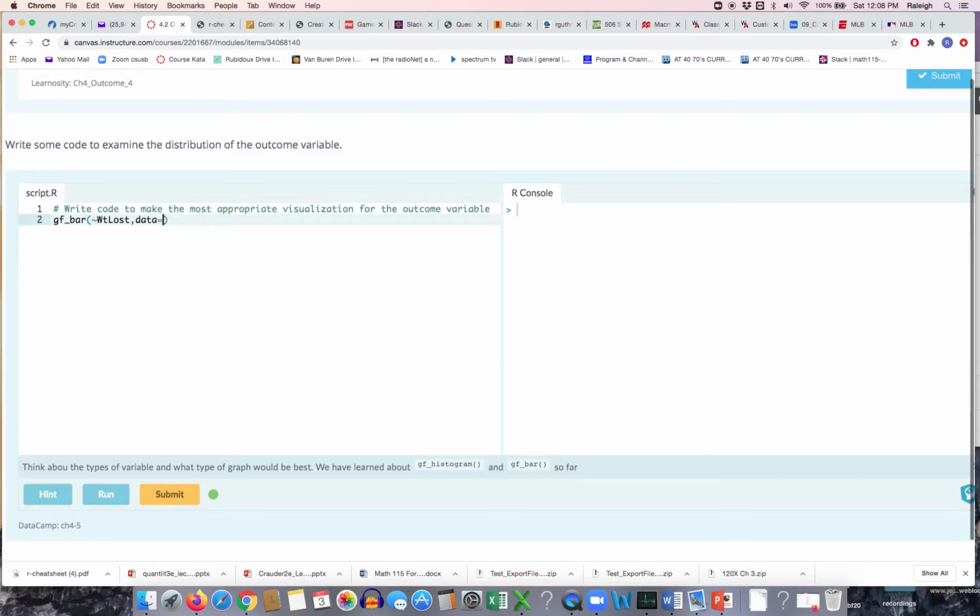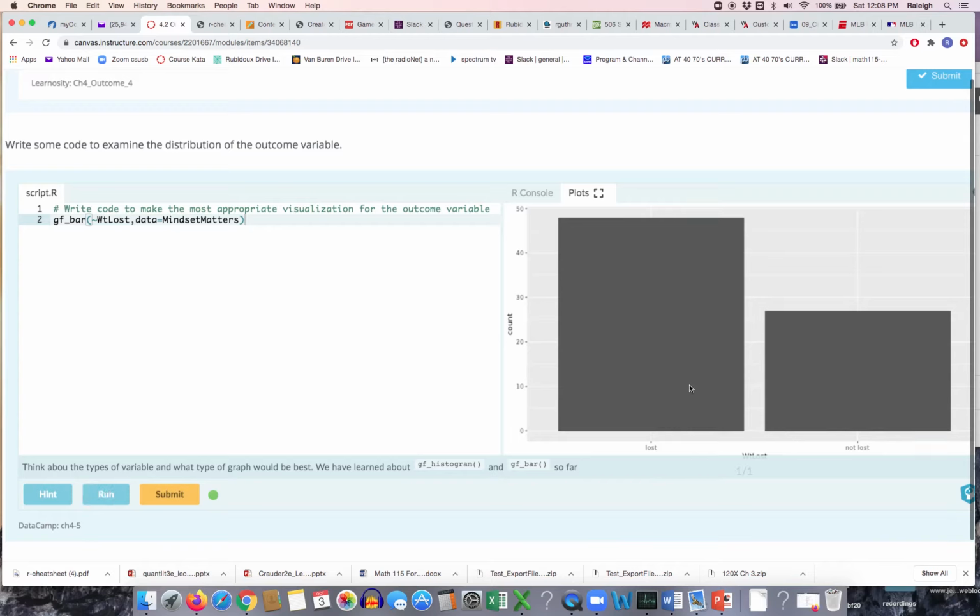So that just gets us into the correct data frame. Make sure everything is capitalized where it's supposed to be, and that should be it. Let's just see what happens when I hit run on this. Of course, you'll want to submit your work so I can check it out.